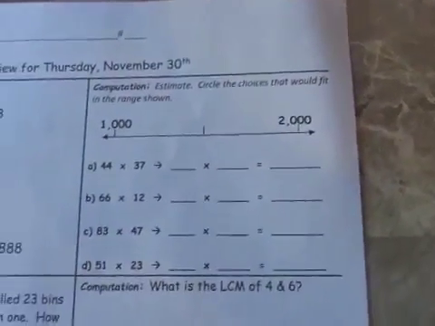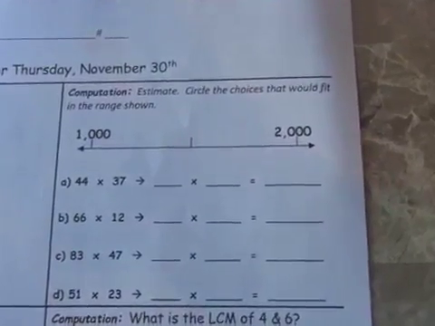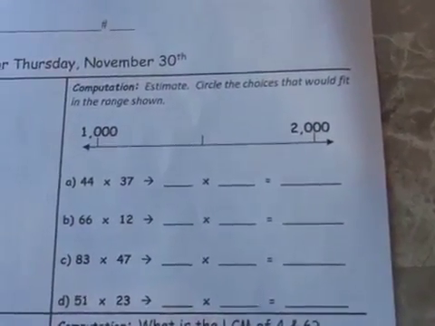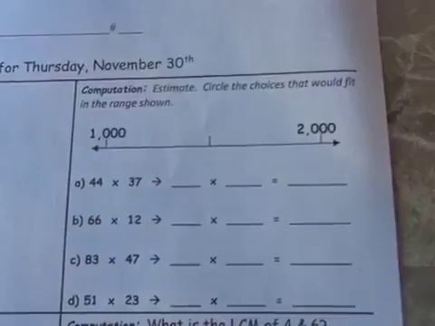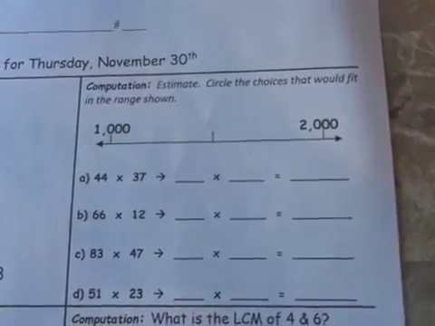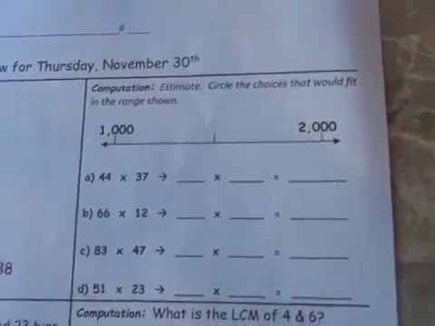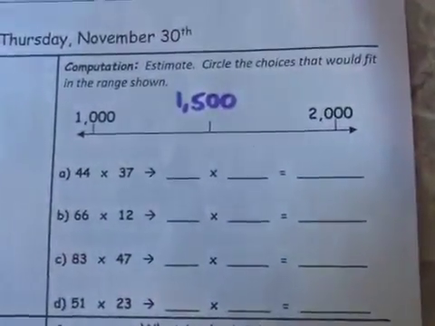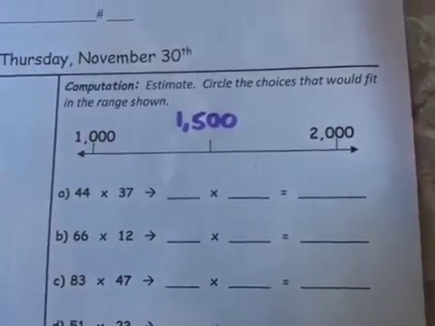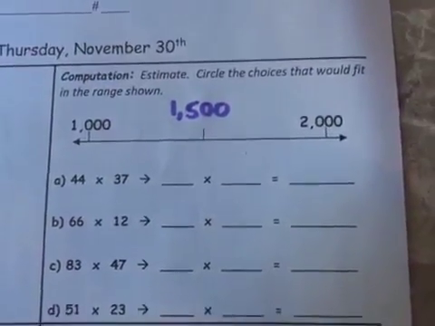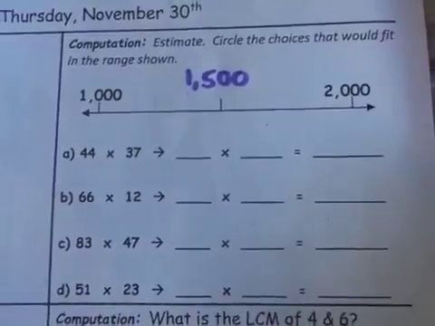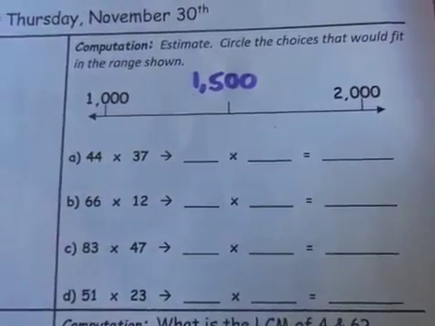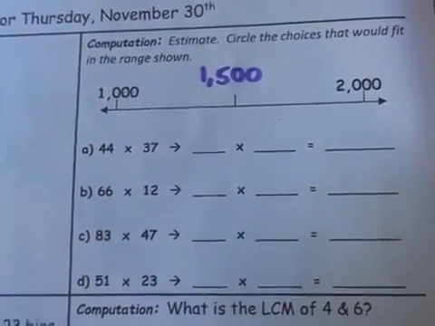Next question. Look at this. Looks familiar. We're estimating and circling the choices that would fit in the number range shown. So we have 1,000 to 2,000. What goes here is 1,500. So we're just going to estimate and subtract. Just kidding. Estimate, then multiply. So we're going to estimate 44 times 37.